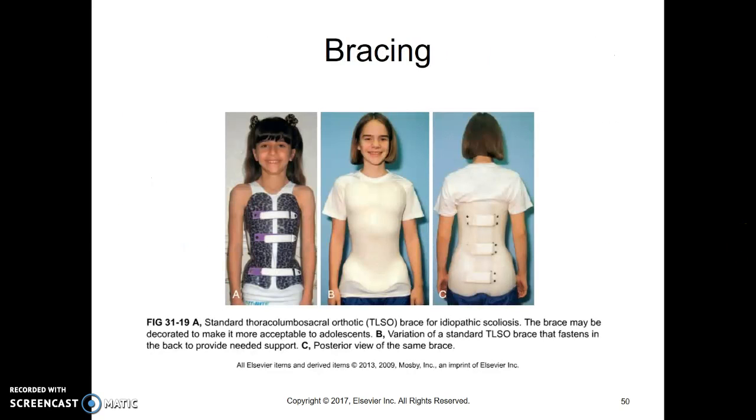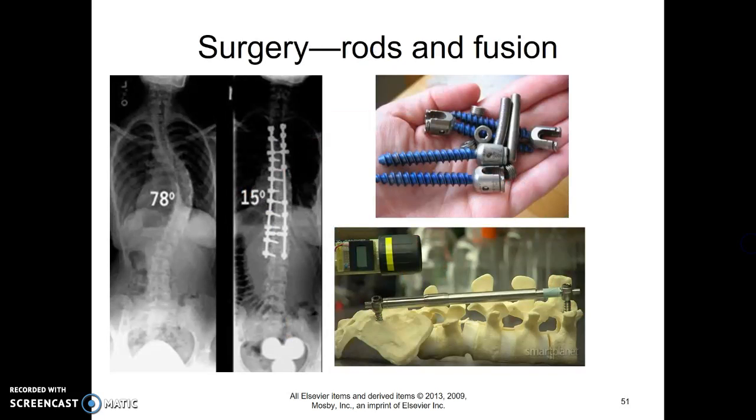Treatment, our book talks about bracing, and that doesn't seem to be done a lot in our area. It seems like they just do x-rays and watch it, and then if it's bad enough they go to surgery. But they can do bracing, they can do some muscle strengthening, teaching them exercises to try and strengthen those muscles. But if it doesn't improve, they need to do surgery. So here they do the x-ray to actually measure how much of an angle this is. And it was 78 degrees, and they put in rods and got it down to 15. So this is the stuff they're using. They're putting in rods, and they're literally screwing them into the vertebrae. There's usually some fusion of some of the vertebrae that they have to do, and then the rods as well.